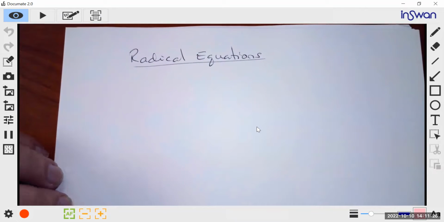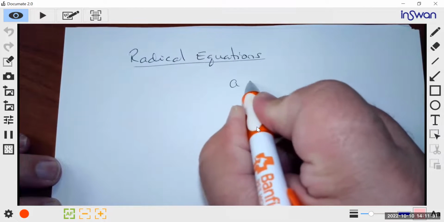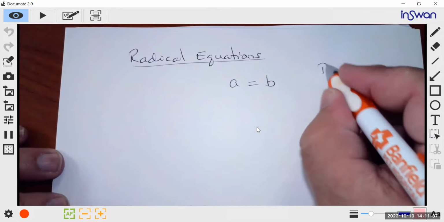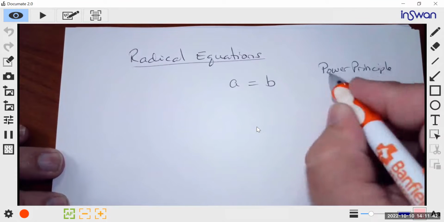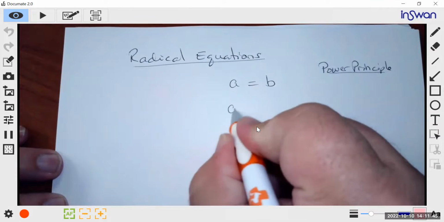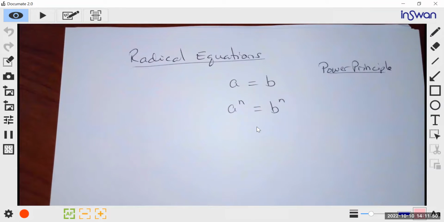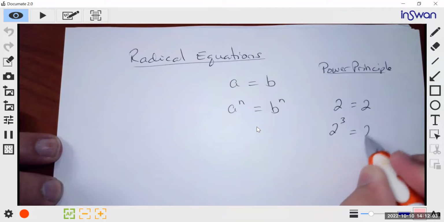Radical equations. First off, if A equals B, this is called the power principle. If A equals B, and if I raise A to the power n, that means I have to raise the other side to the power n. They'll still be equal. So if 2 equals 2, then 2 to the third equals 2 to the third.